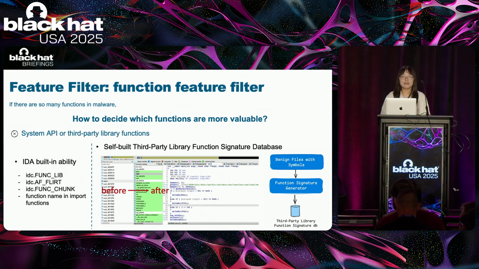First, we aim to filter out library functions. On the one hand, we can directly use the capabilities of the disassembler, such as some APIs of IDA. On the other hand, we design a function signature algorithm called Finger, and build a third-party function signature database. So we use this signature-based approach to filter out the library functions.